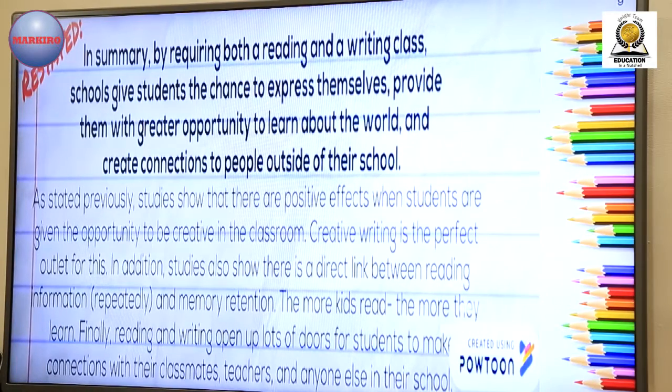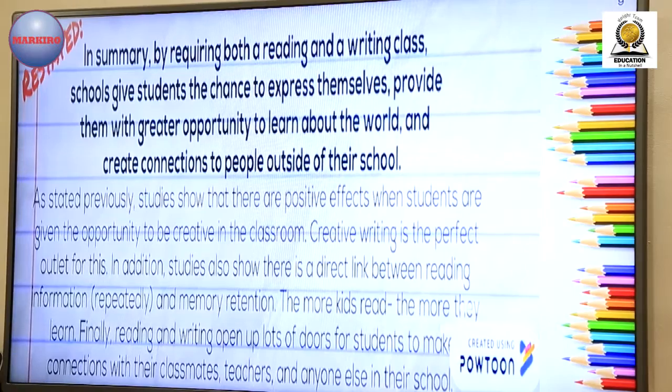Okay? So this is our second body paragraph topic sentence, which was talking about the relation between reading and memory retention. "Finally, reading and writing open up lots of doors for students to make connections with their classmates, teachers, and anyone else in their school." And that's the topic idea of the last paragraph, or body paragraph 3, where we're talking about the effect of literature circles in creating connections for the students.